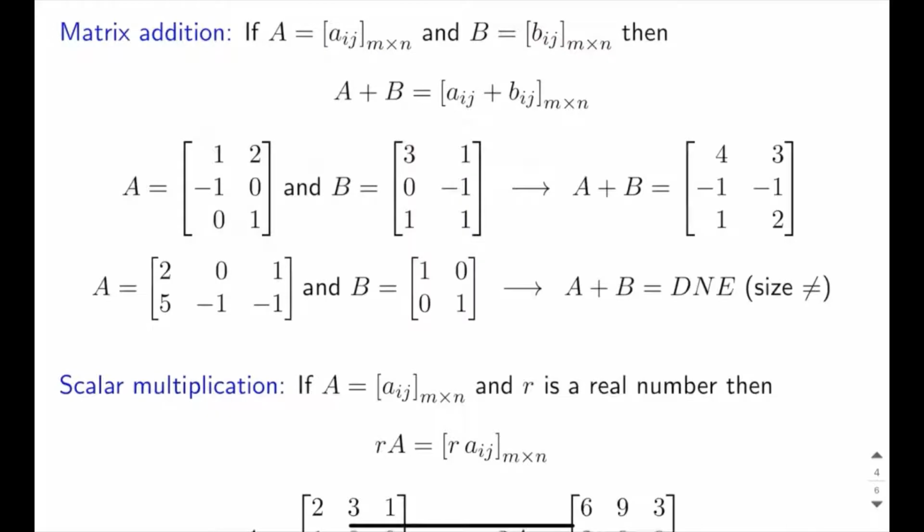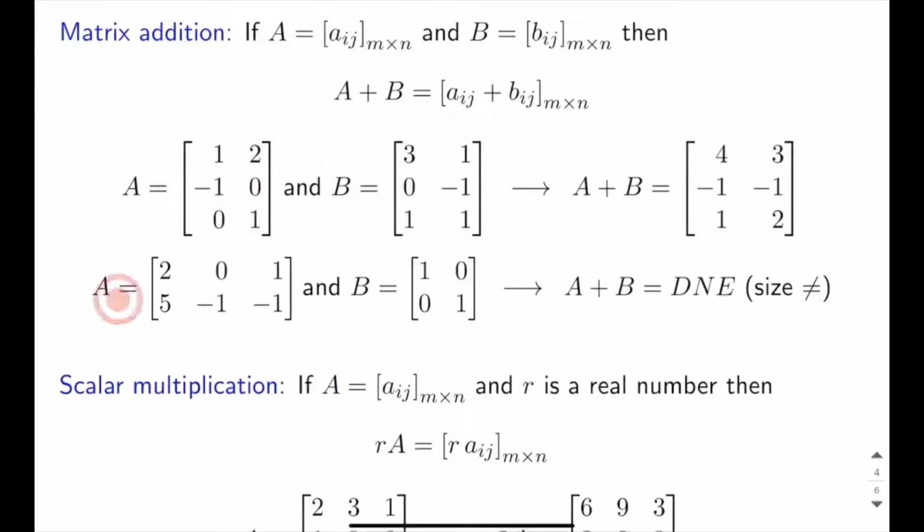Then you just add the first entry on the first row of A and B. So 1 plus 3, that's 4. Then you add the entries on the first row, second columns of A and B. So that's 3. And then you just do that entry-wise. And 1 with 1 is 2.